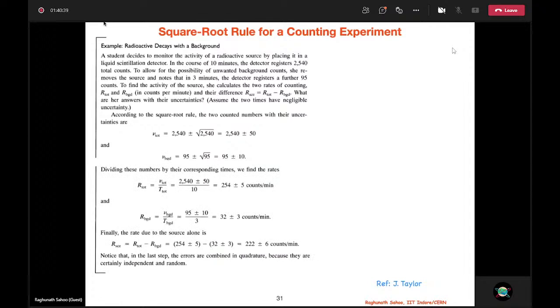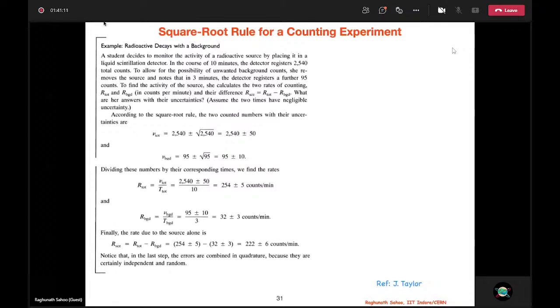Now you have to calculate the rate. The total was measured for 10 minutes, so you divide by 10, and the background was measured for 3 minutes, so you divide by 3, and you get R total and R background. Now you have to subtract to get the source rate. Once you do the subtraction, the mean value subtraction is easy: 254 minus 32, and then you write 222.